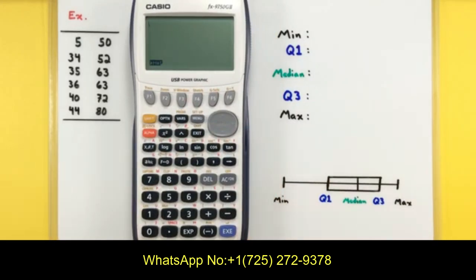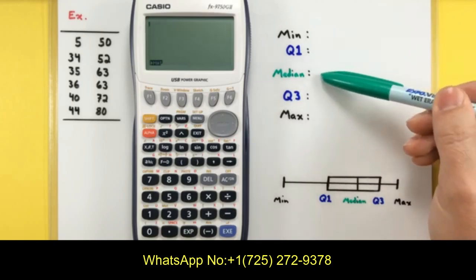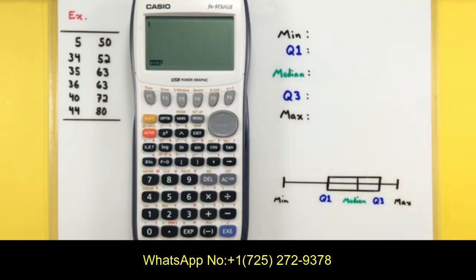So we can get our 5-number summary. Now, as a quick review, the 5-number summary includes the minimum, the first quartile, the median, the third quartile, and the maximum. If you're looking at a box plot like this, those are the key values that give you a sense of where the distribution is. All right, so first up, let's go ahead and get this data into our calculator.